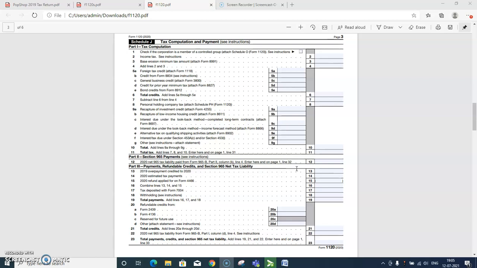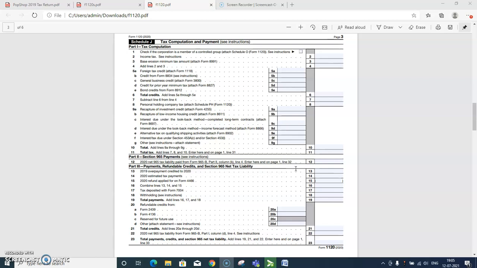Now coming to part 2, section 965 payment. Line 12. Complete and attach Form 965-B. Enter the amount from Form 965-B part 2 column K line 4 on Schedule J part 2 line 12. Also enter the amount on page 1 line 32.